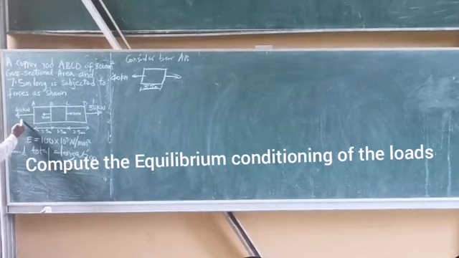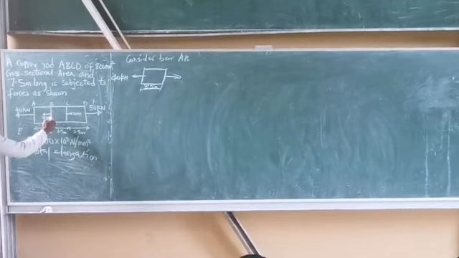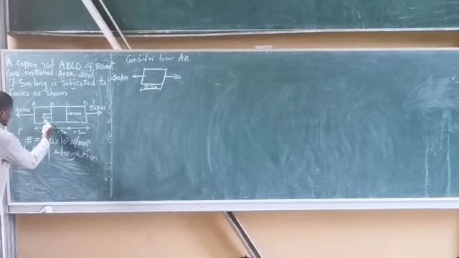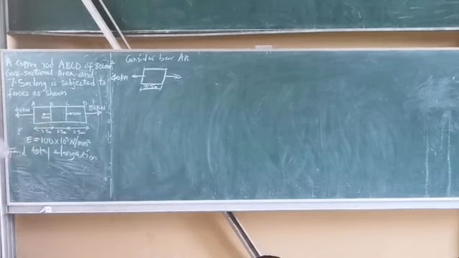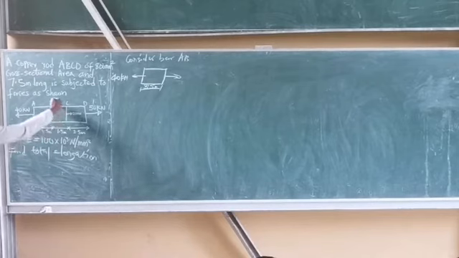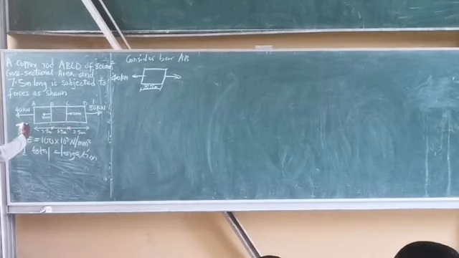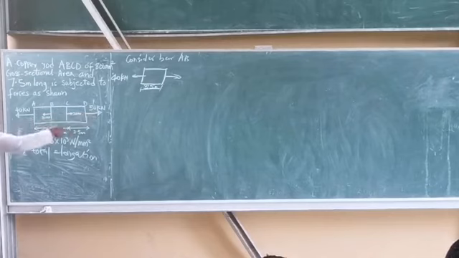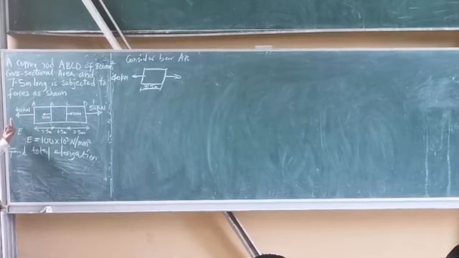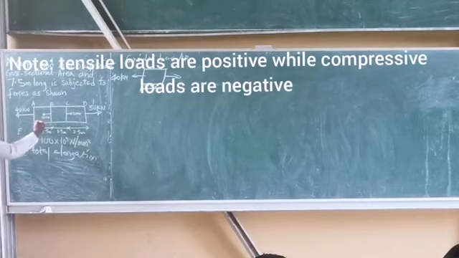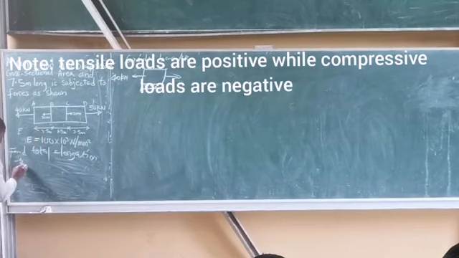For portion B, let's find the equilibrium load. We have 30 kilonewtons moving to the left. Naturally this is minus, because it shows compression; it goes to the left, so it's minus. Is that clear? It should be tensile when it pulls out from the bar, so tensile is positive. But here it pulls inward, so it's negative. So you have minus 30.